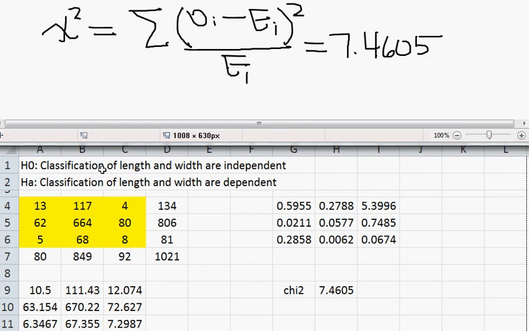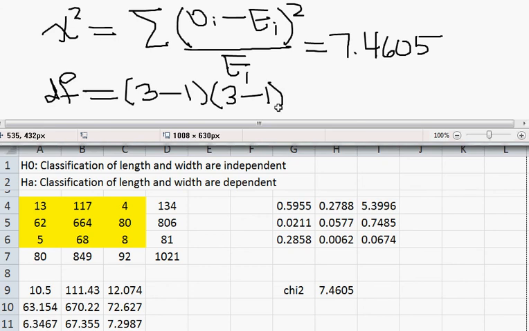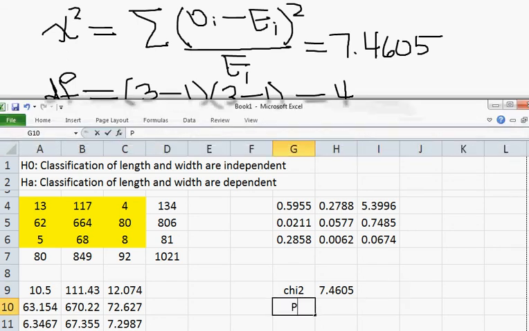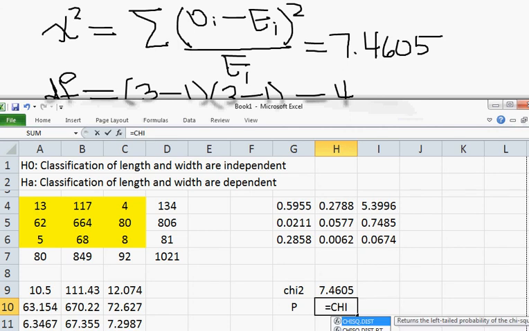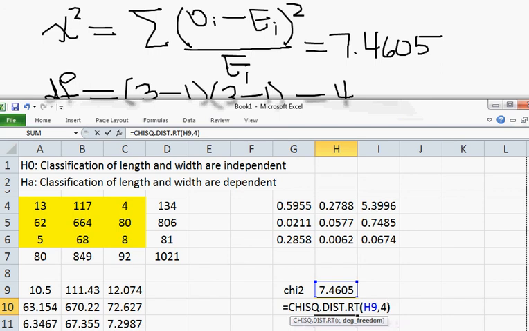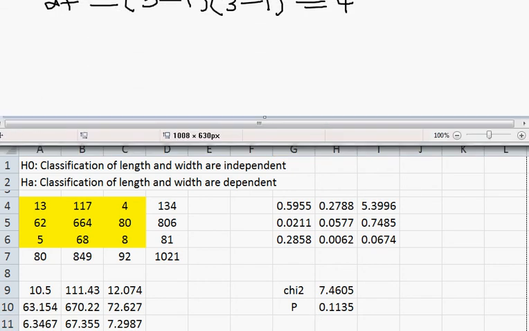Now, to determine if that is too big or too small, I will use the chi-squared test. In this case, I have 4 degrees of freedom, 3 minus 1 times 3 minus 1. So the number of degrees of freedom is equal to the number of rows minus 1 times the number of columns minus 1. So in this case, I have 4 degrees of freedom. So I have 2 ways of determining whether to retain or reject the null hypothesis. First, I can compute the p-value. That would be equal to chi squared dist right-tailed, using the number that we see here, 7.4605, and 4 degrees of freedom. A similar computation would work using a calculator, if your calculator is able to perform this, and so we get 0.1135. So that number is bigger than 5%, and so we would retain the null hypothesis.